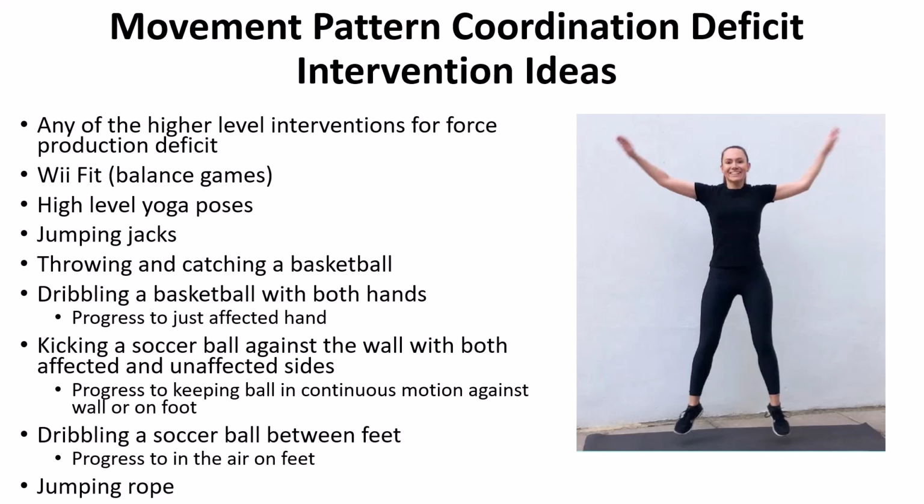wall, and then finally dribbling a soccer ball like a soccer player would, between their feet, just back and forth. And then you can progress that, if you have the opportunity, to keeping the ball up in the air with both lower extremities. Very high level activity. And finally, another idea, if the patient is able, would be jumping rope. And all of these are very high level activities to get back that speed and timing and coordination of movement that's required for everyday activities.